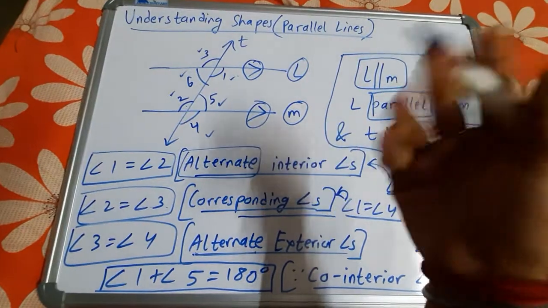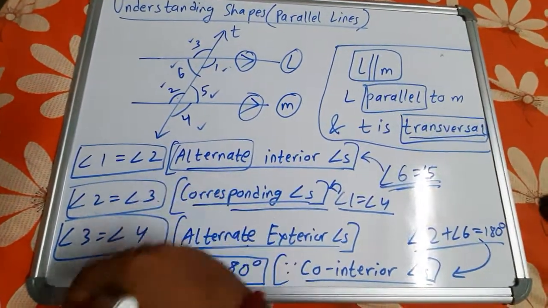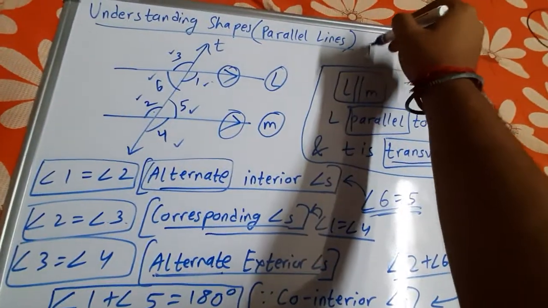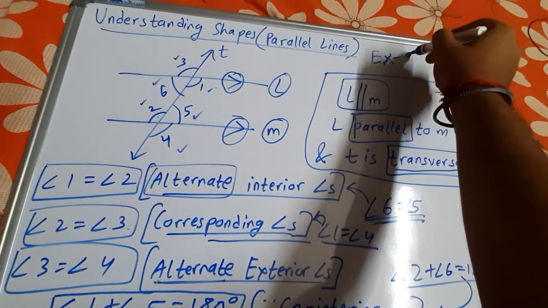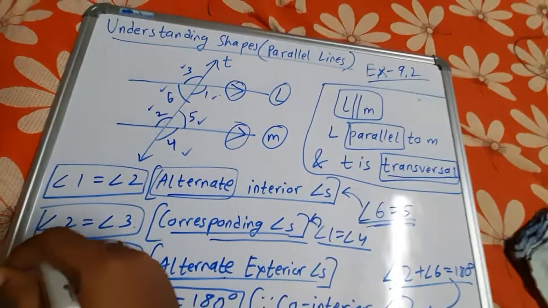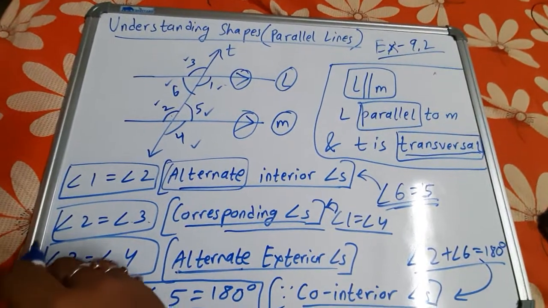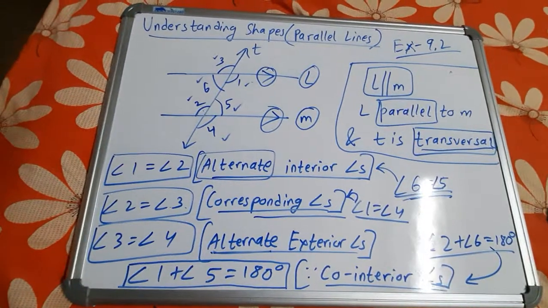Now you will get some varieties of sums based on these parallel lines. Okay, and you can also do it from the exercise, I think exercise number 9.2. You can practice the sums from exercise number 9.2. Okay, so in the next class we will be catching up with the next exercise.